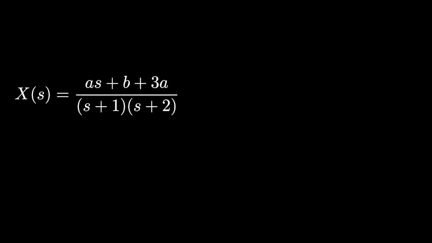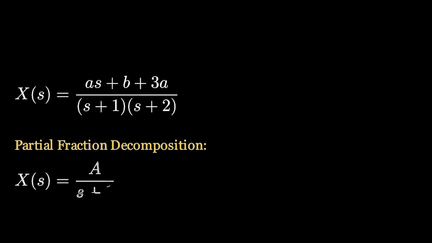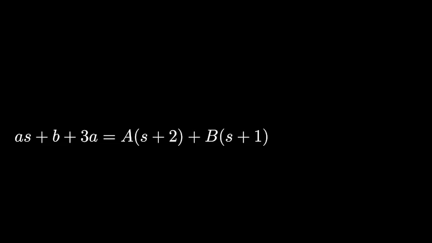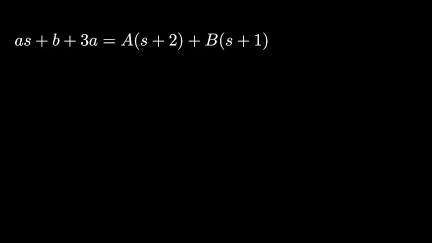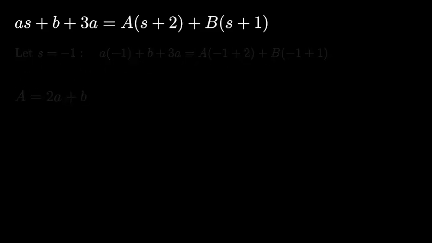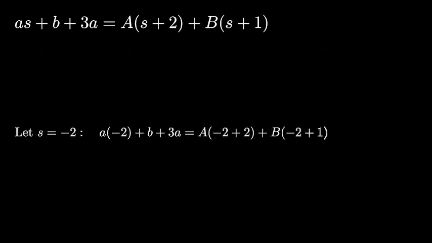Substituting the factored denominator back into our expression for X of s, we set up partial fraction decomposition using unknown constants A and B. Clearing the denominators gives us a combined linear equation. To solve for A, we let s equal -1, which zeroes out the B term. To solve for B, we let s equal -2, which zeroes out the A term.